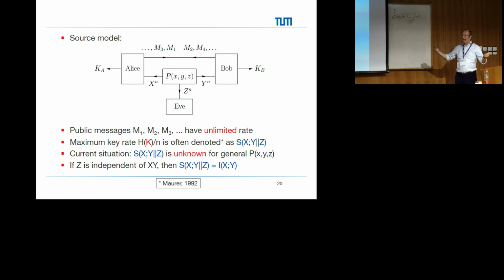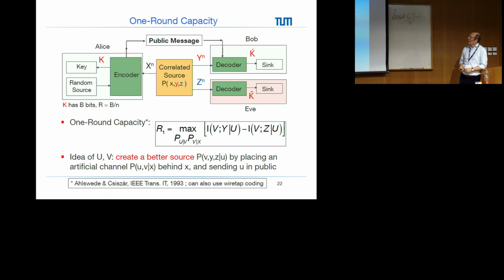and KB are big and the same, right? So that's the idea, and of course are secure from Eve, so that's the problem. So to begin with, let's look at one direction. Okay, so it turns out this problem is solved.